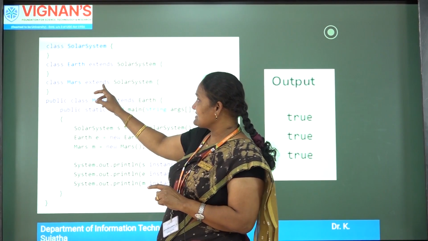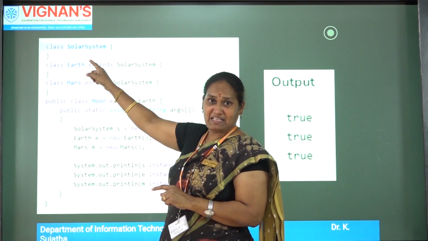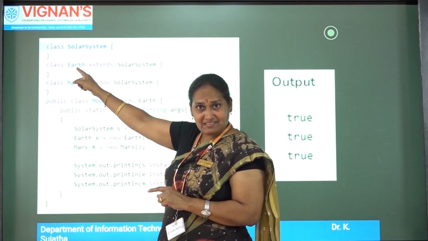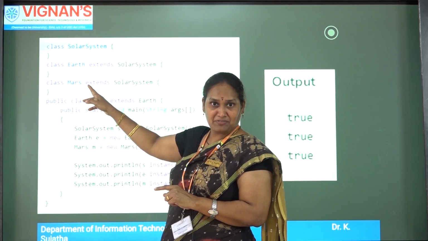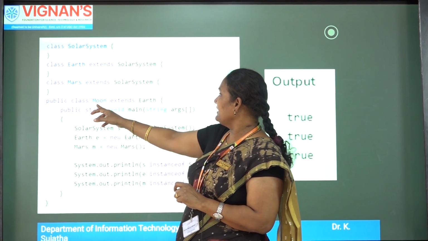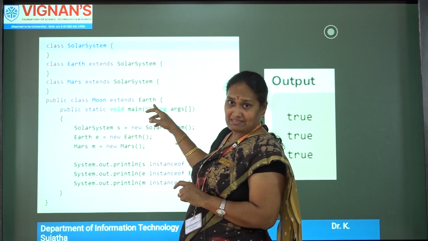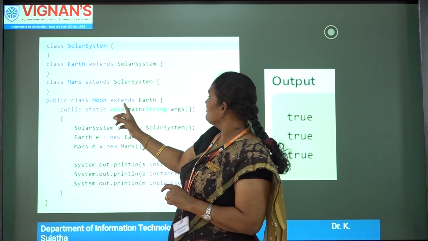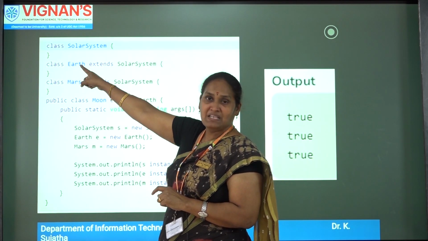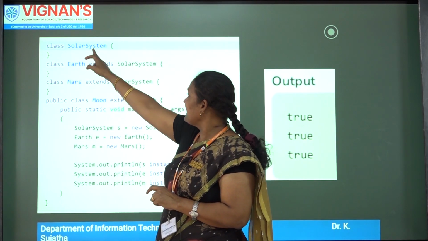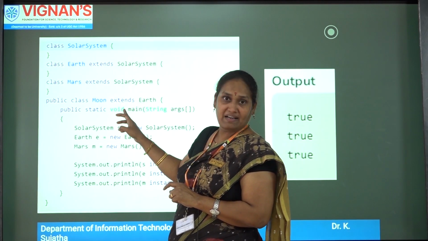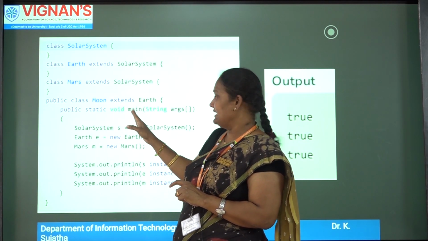But Mars cannot access any variable or method from Earth, and Earth cannot access any variable or method from Mars. And here you can see public class Moon which extends Earth. Now here this Moon is extended from this subclass. So if I take these three, it is called multi-level inheritance.